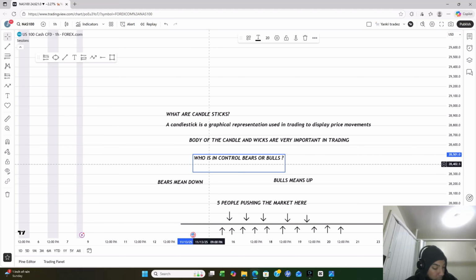Okay, so who is in control, right? Bears means down, bulls means up. Who's pushing the market is strong. Where is the market trying to go? Where do I see that the market is going? I see with my eyes, right? Where should I mark? How should I mark my charts? Like in trading, you wanna ride with the wave. You don't wanna be against the wave.